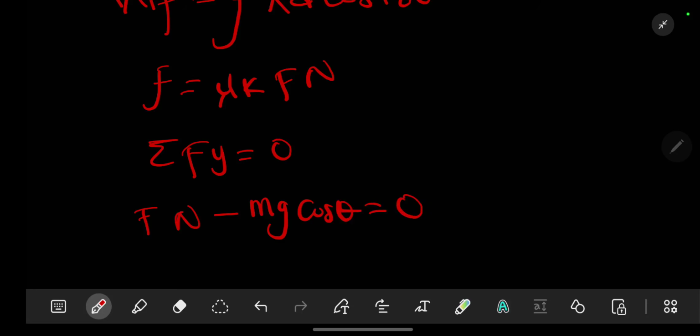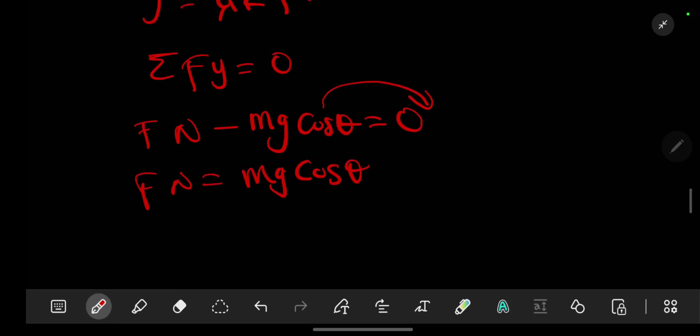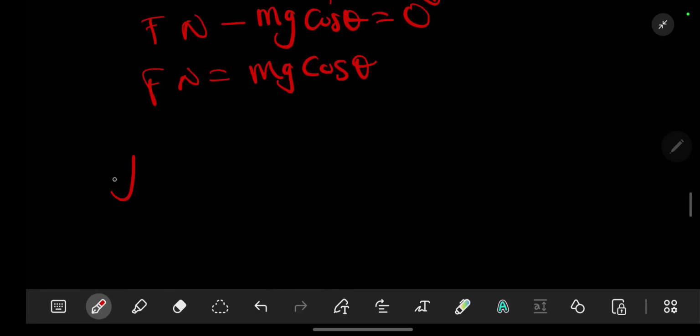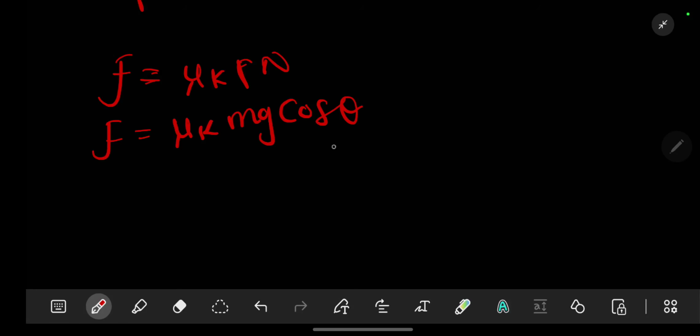So this gives us a value equivalent to the normal force, which should be equal to mg cos θ. With that said, we are going to calculate the frictional force. The frictional force is equal to μk Fn, and where there is Fn, we put our mg cos θ. So this is the frictional force.